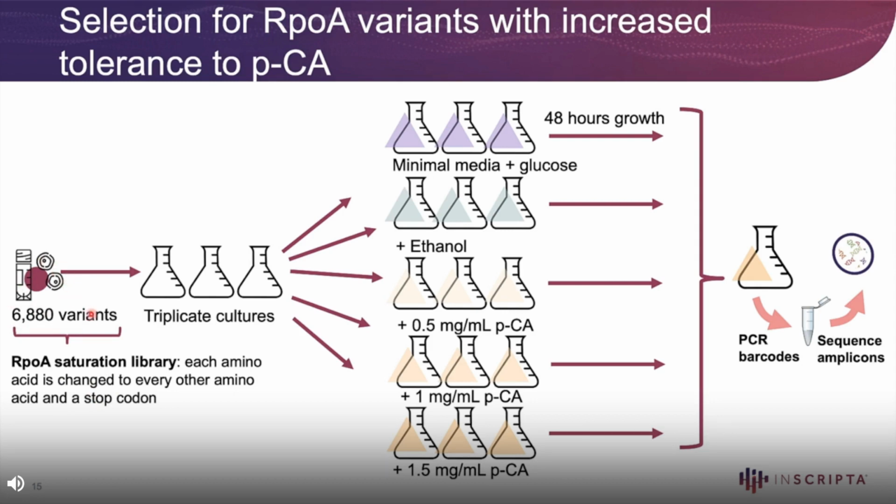This library was grown in biological triplicates, and it was grown in minimal media with glucose and then with ethanol, because ethanol was used to dissolve the coumaric acid, and then at 3 different concentrations of coumaric acid, 0.5, 1, and 1.5 mg per ml. These cultures were all allowed to grow for 48 hours, and then similar as before, the genomic DNA was extracted and the barcodes were PCR'd, and then these amplicons were sent for sequencing.